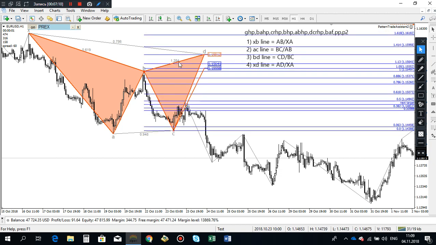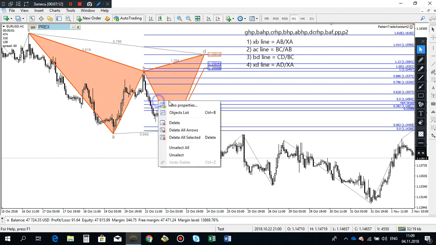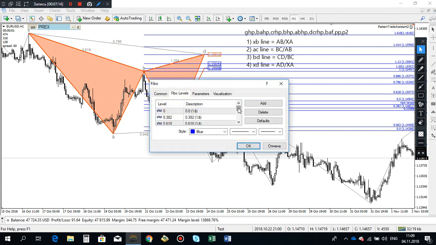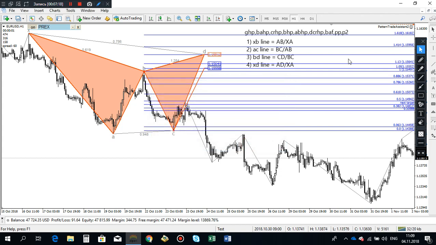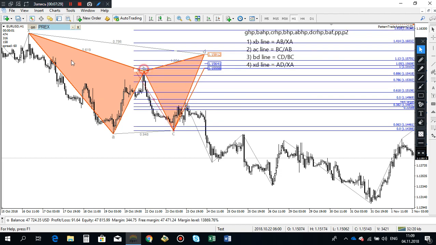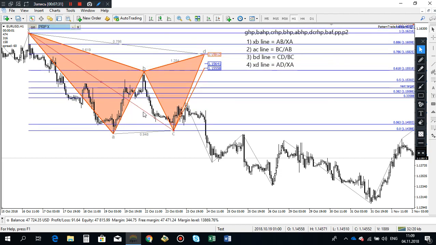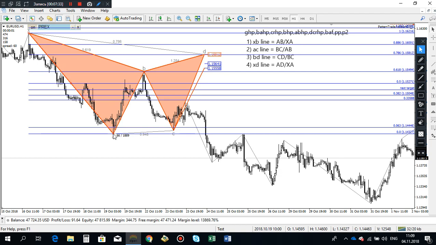One 128.4. Okay, so this is the empty line, and this is the entry of 128.4. And the last one is the A to D. So we again stretch the fibs to measure the XA leg. And our A to D, you see, it coincides with 786.